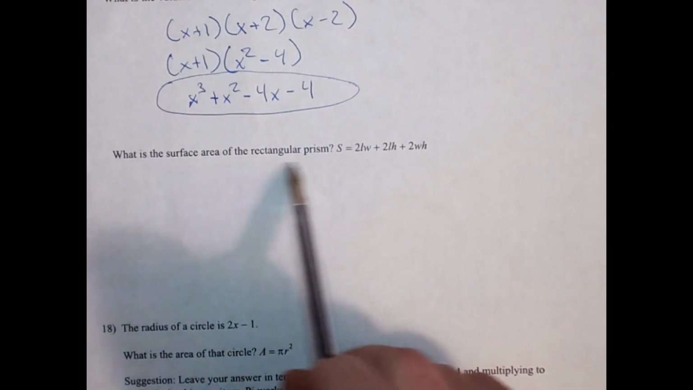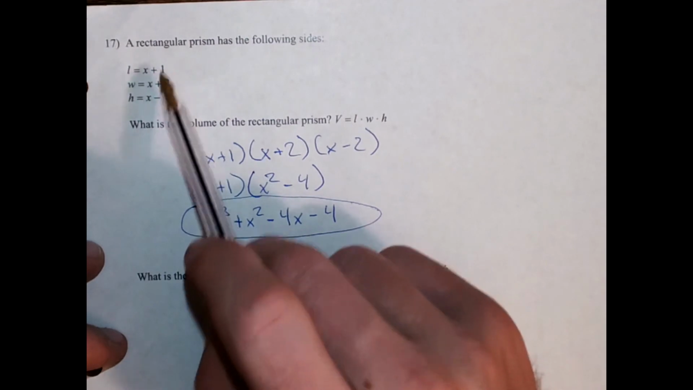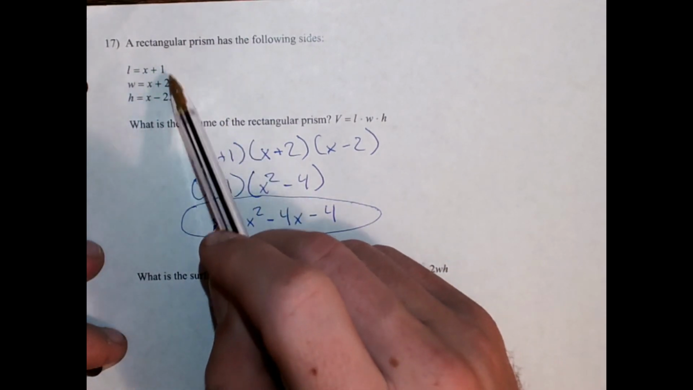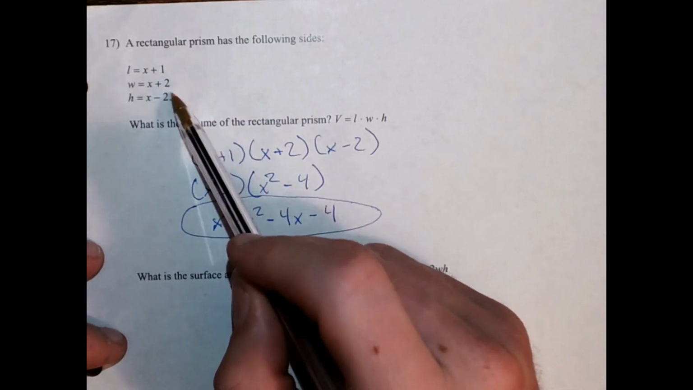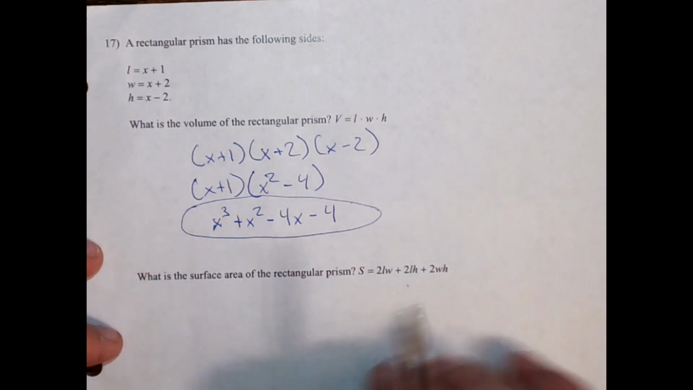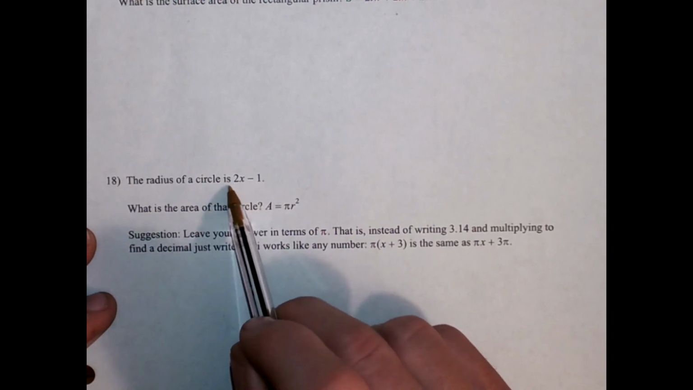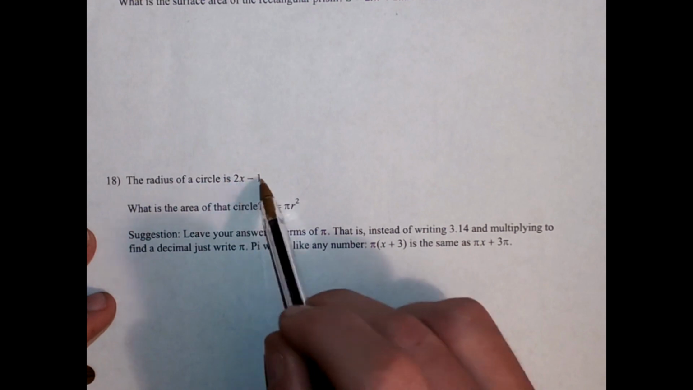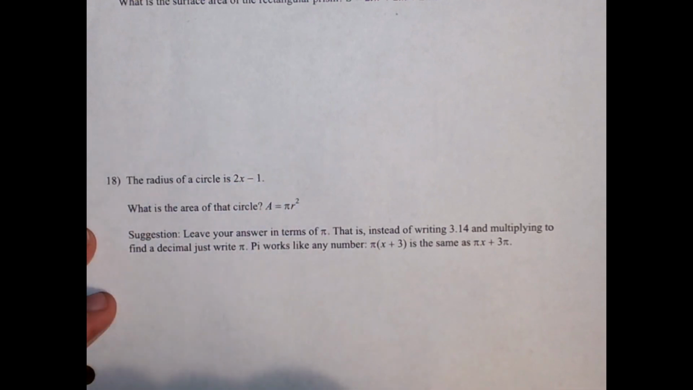The surface area is very similar, it just takes a bit more doing. You're going to FOIL out the length times the width and double it. FOIL out the length times the height and double it. FOIL out the width times the height and double it. Combine your like terms and you've got your final answer. This problem works in a very similar way. Plug 2x minus 1 in for r squared. FOIL it out, distribute the pi, and you're done.